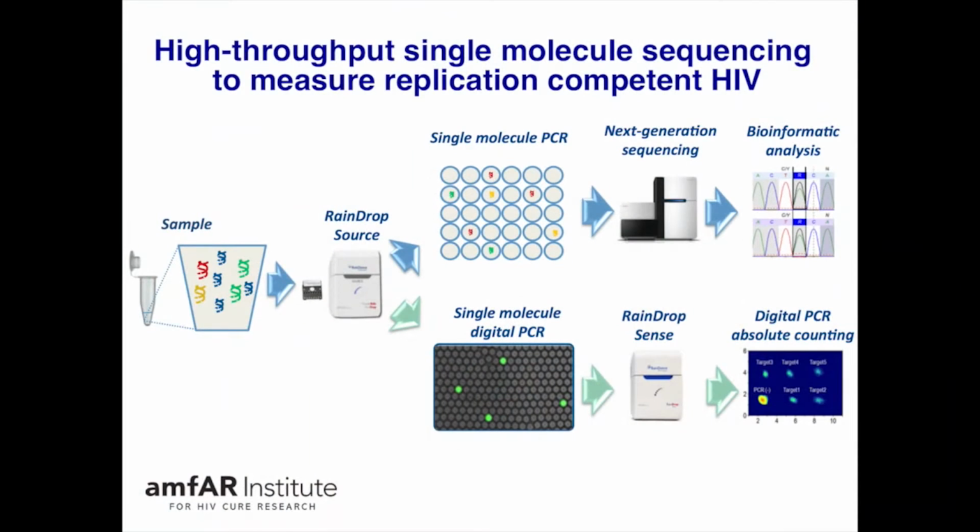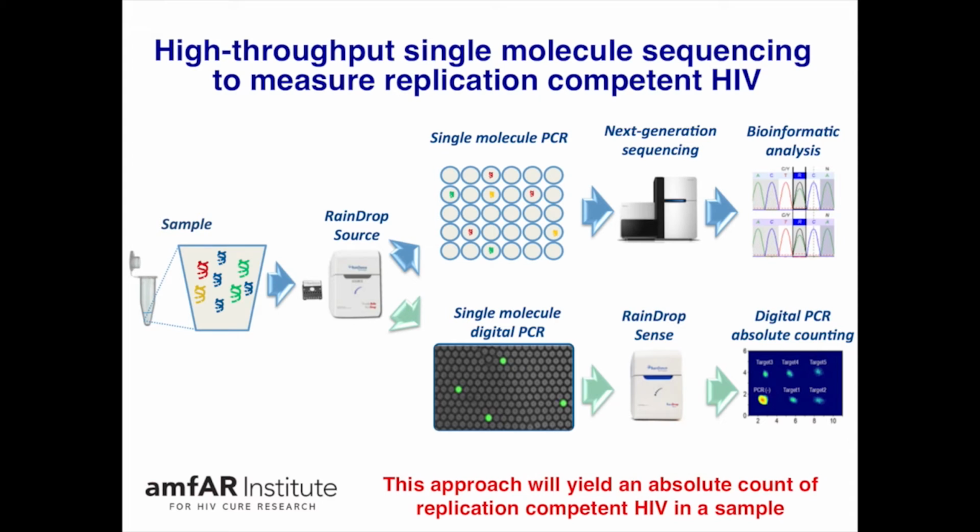So what that's going to tell us is the overall proportion of viral genomes in a sample that have the capacity to replicate. Then we're going to use a quantitative approach that will give us an absolute count of all of the viral genomes in a sample. So if we put those two pieces of information together, this combination of droplet digital PCR and next-generation sequencing will give us an absolute count of replication-competent HIV in a sample.